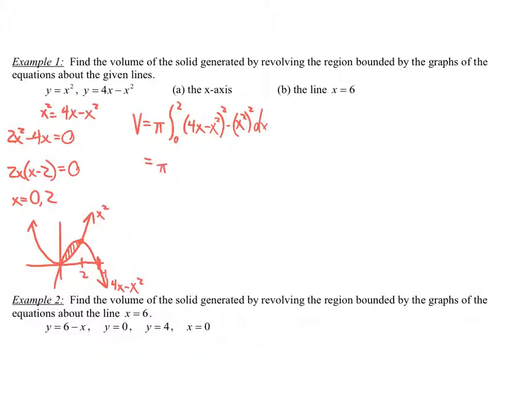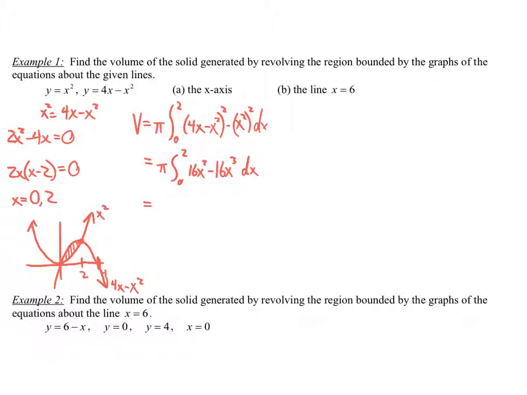So pi integral from 0 to 2, let's just do this kind of quickly here. We've got 16x squared minus 8x cubed minus another 8x cubed is a minus 16x cubed, and that's a plus x to the fourth, but then I have a minus x to the fourth as well, from the second half of that. So this is all I've got, okay? So that's dx, all right?